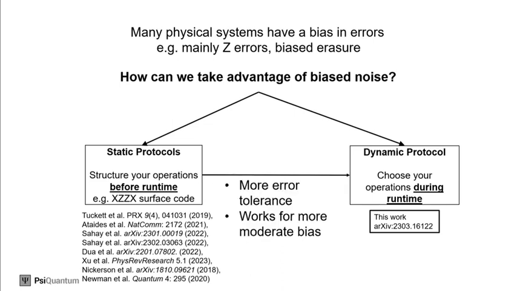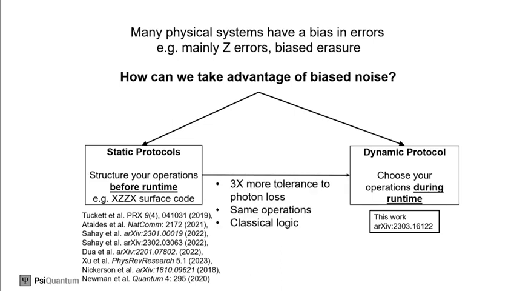In particular, in our physical system, we find that this leads to 3 times more tolerance to photon loss. And importantly, we can do this with the same operations that we use in static protocols. The overhead that we pay is that we need more classical logic to make this happen. But it's only classical logic. Of course, that's still hard, but it's still easier than actually doing some new quantum operation.